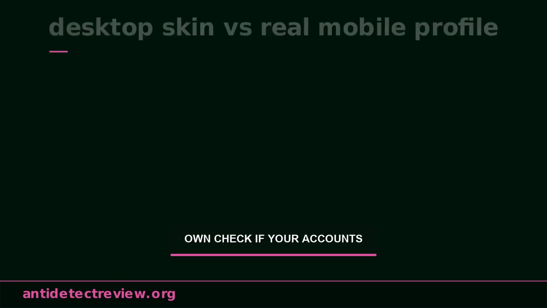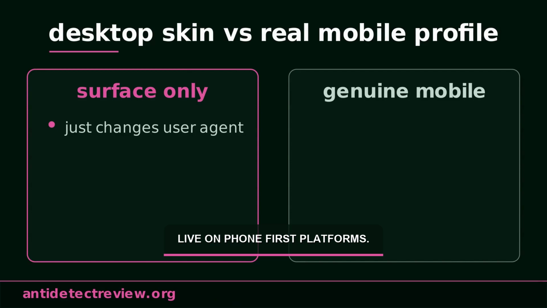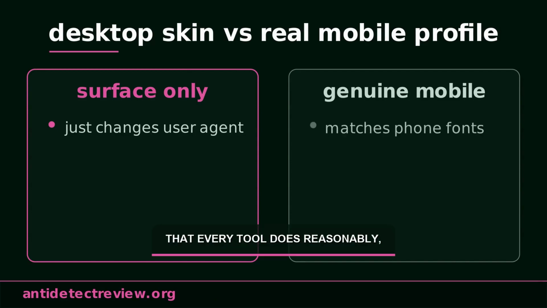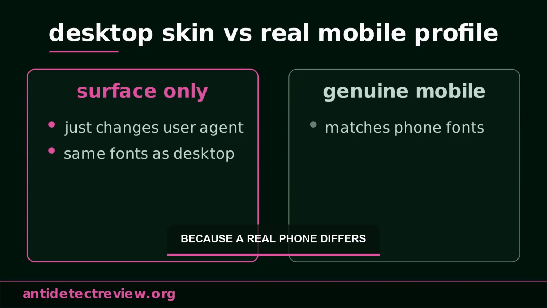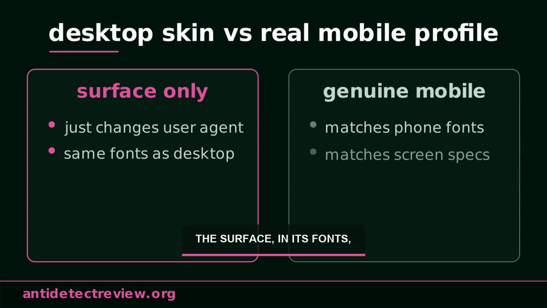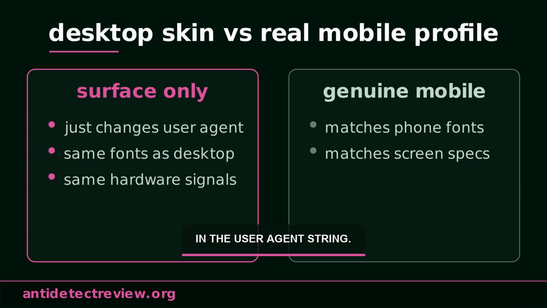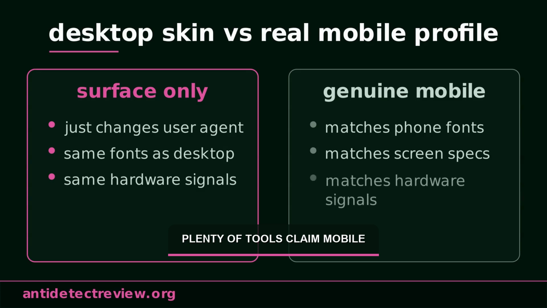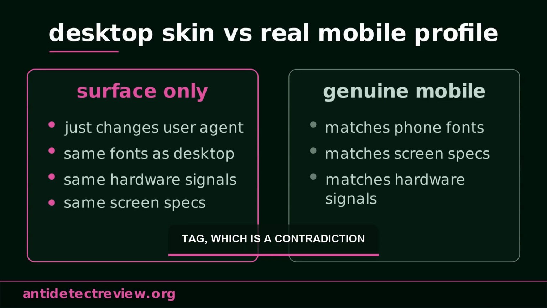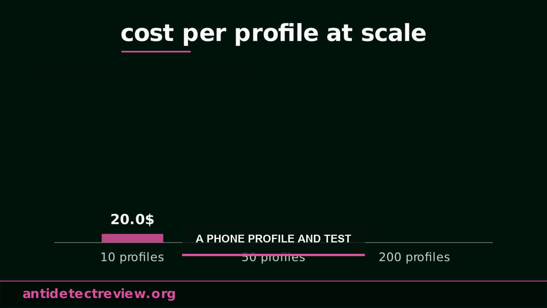Mobile emulation deserves its own check if your accounts live on phone-first platforms. Desktop profiles are the default that every tool does reasonably, but a genuine mobile profile is much harder, because a real phone differs from a desktop far below the surface in its fonts, its screen characteristics, its hardware signals, not just in the user agent string. Plenty of tools claim mobile support and only repaint the surface, leaving a desktop machine wearing a phone's name tag, which is a contradiction a detector reads immediately. So if you need mobile, do not trust the checkbox on the pricing page. Build a phone profile and test whether it holds together as a phone.